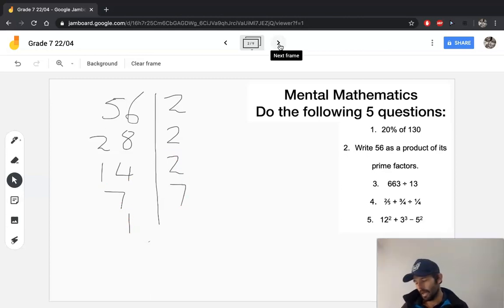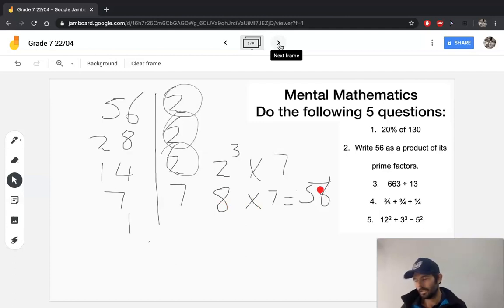And then to write that out using exponents, it's 2 cubed because there are 1, 2, 3 of them, multiplied by 7. And we need to check that answer. We know that 2 cubed is 2 times 2 times 2, which is 8, multiplied by 7. And that gives me my 56 that I started with. So we know that we're correct. Remember, always check your work as soon as you've done it.